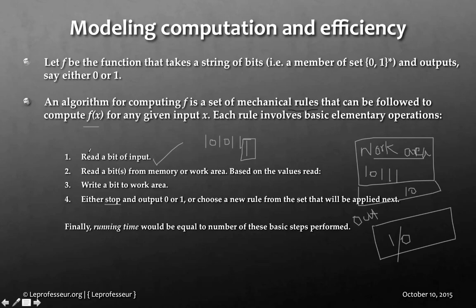But 4 major steps: read, and then read from the memory or work area depending upon the inputs. You read, and then write onto the work area whatever decision you want to take, 1 or 0. Okay, and then next would be either you stop it or output something.